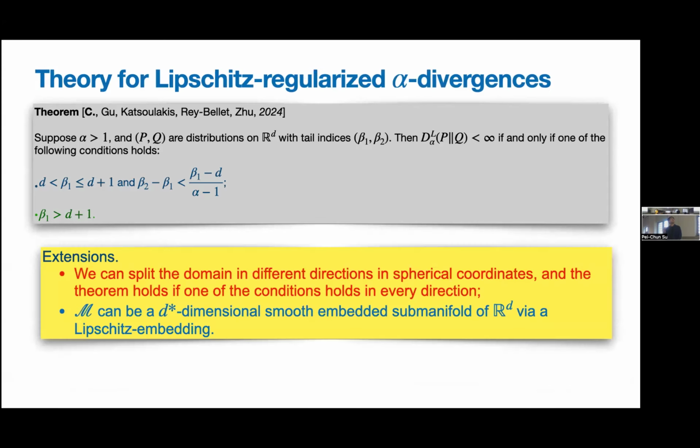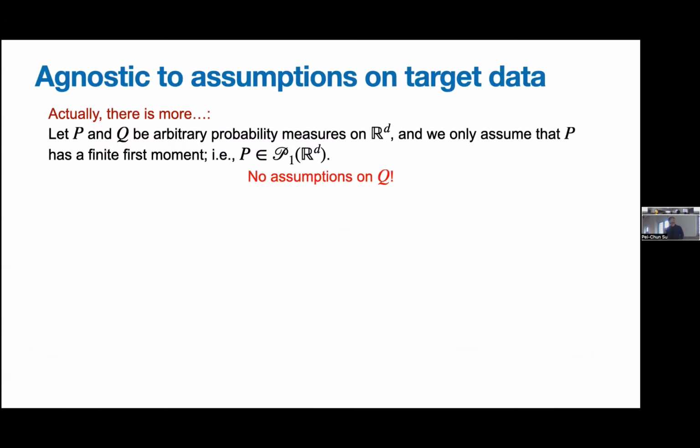Okay. So this is a pretty strong assumption because in the previous slides we made an isotropic assumption on the density. Actually, you can allow the tails to be different in different directions of the domain. And even more, we can assume the domain is some star-dimensional smooth embedded submanifold of R^d with Lipschitz embedding, because everything should be done in a Lipschitz way. Okay. Then we found out there is actually more than this heavy tail assumption.